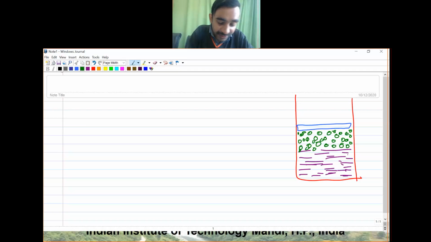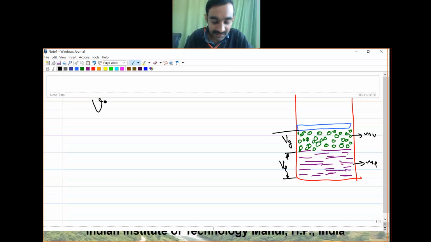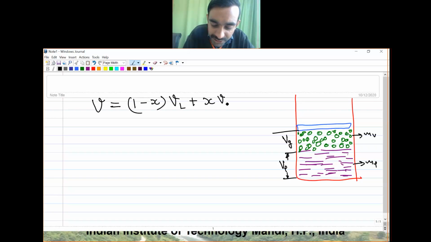We considered that the volume occupied by the liquid phase is VL, the volume occupied by the vapor phase is Vg, and the corresponding masses are ml and mv. Then we came up with an averaged equation for the specific volume of our entire system, which is the mixture of liquid and vapor: specific volume V equals (1 minus x) times VL plus x times Vg.